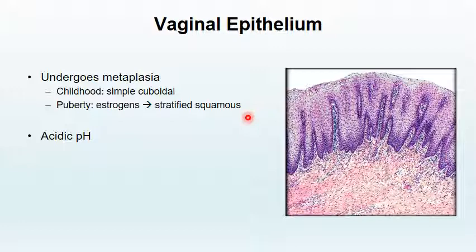So we also see that the vaginal canal is going to have an acidic pH, and that is going to help prevent growth of pathogens in this location that is open to the external environment.